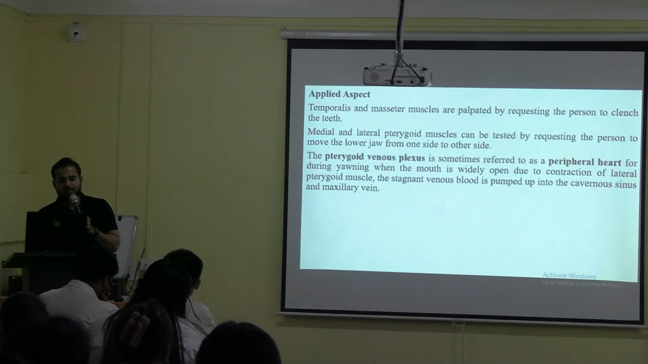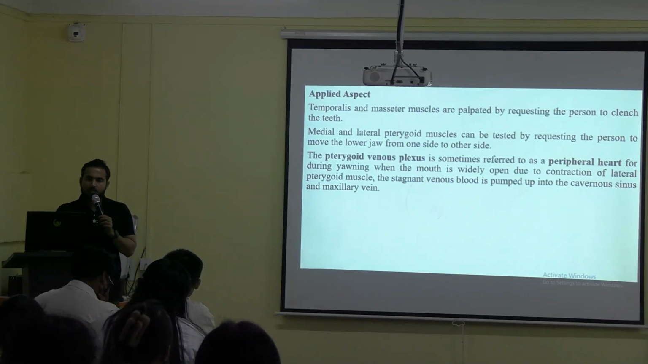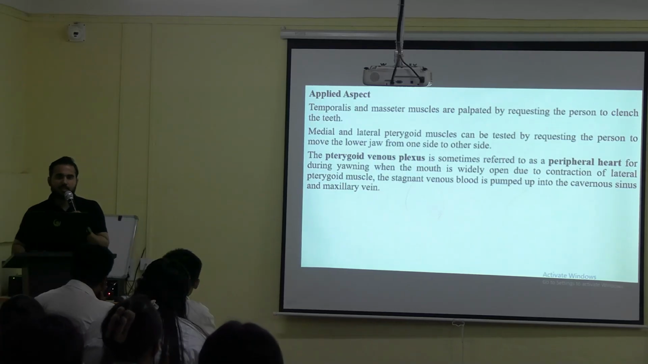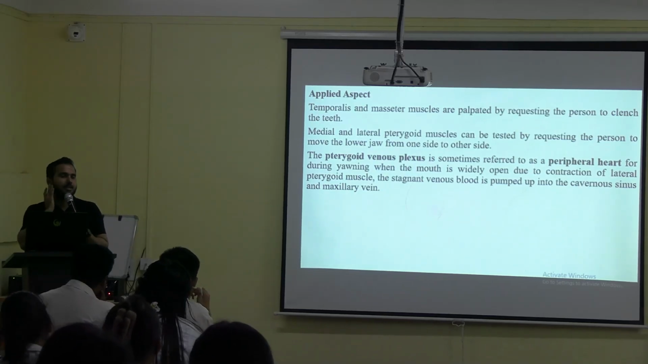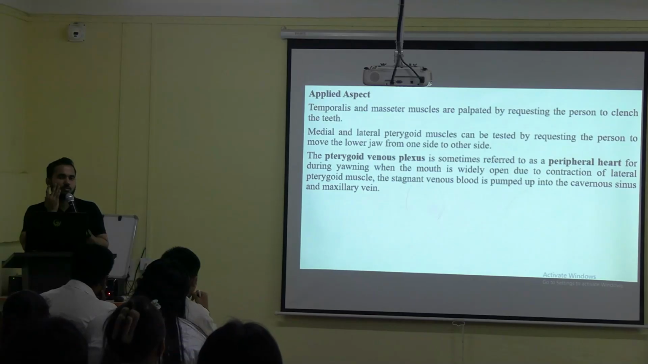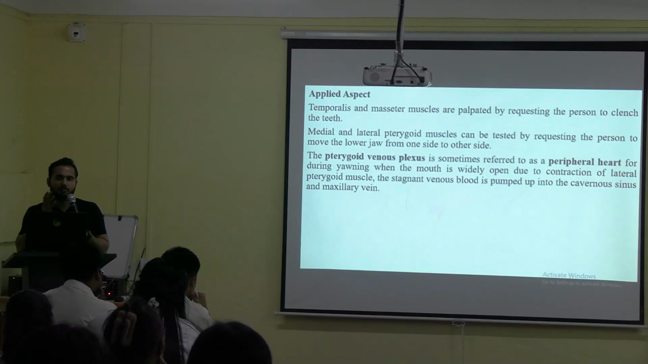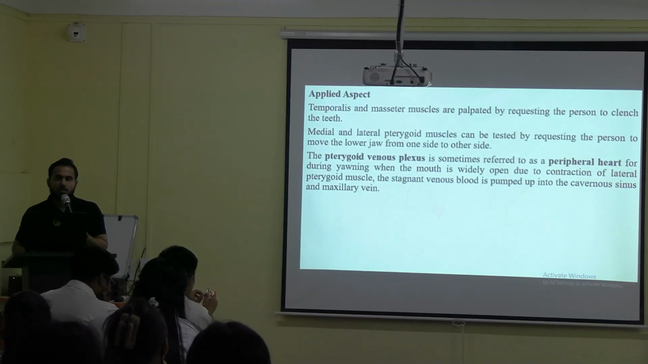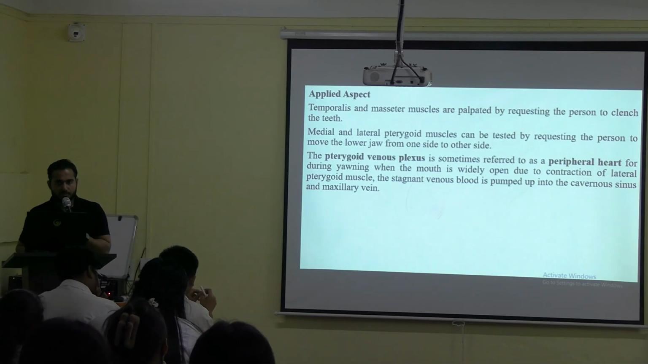ठीक है. Next is the masseter muscle. Masseter muscle के लिए क्या करना है? ये जो cheek है, cheek के lateral aspect में जाना है. Go to the lateral aspect of the cheek, put your fingers and then clench your teeth. You can feel the movement of the masseter muscle. ठीक है. So this is how you can palpate the masseter and temporalis muscles.